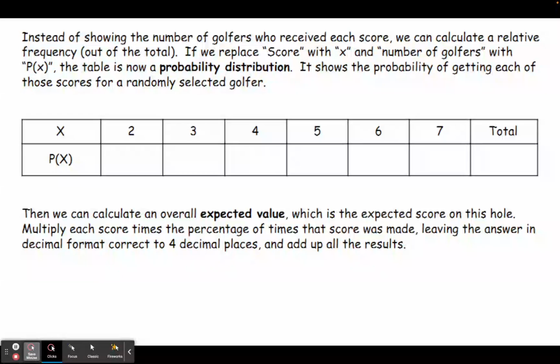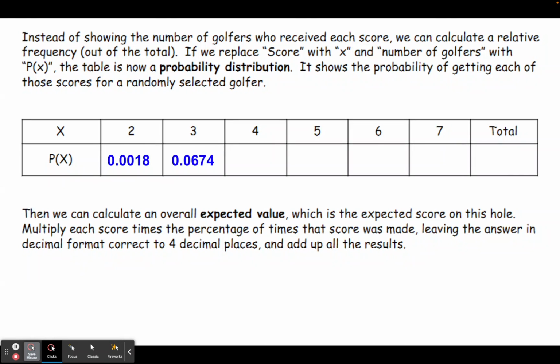So in the first box, for example, we know that 4 golfers out of the 2,225 golfers scored a 2. So 4 divided by 2225 gives us a probability of 0.0018. That means if we randomly selected a golfer, that is the chance that they would finish the hole in only 2 strokes. 150 out of the 2,225 golfers finished in 3. So 150 out of 2225 is 0.0674.